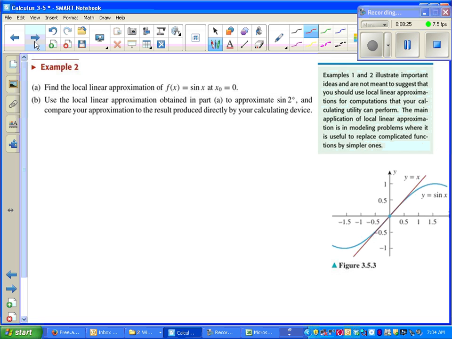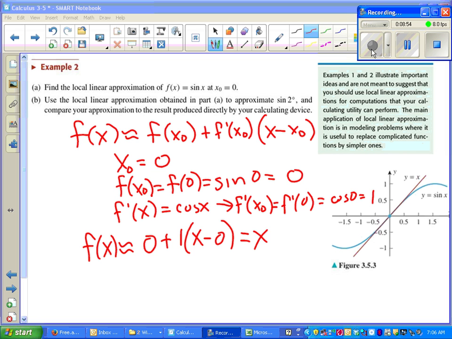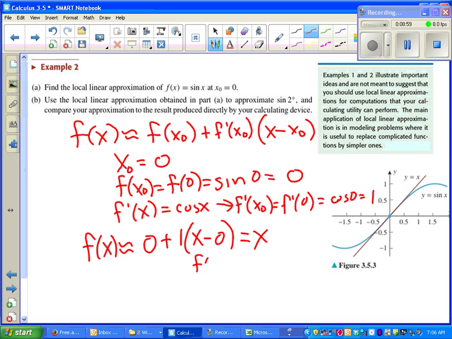Example 2. Let's find the local linear approximation of f of x equals sine x at x equals 0. So again, we start with our formula. We need to identify all the pieces. Then we're going to plug them in. Using example 1 as a model, I want you to try this on your own. I'm going to put up my work for you to check your work. Go ahead and pause the video and try it. Hopefully you should have come up with the equation f of x is approximately equal to x.